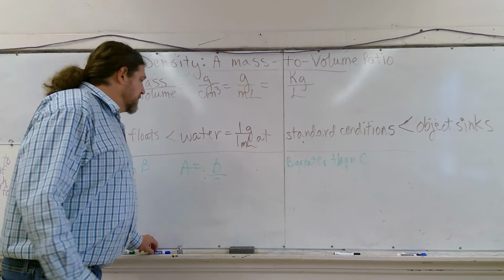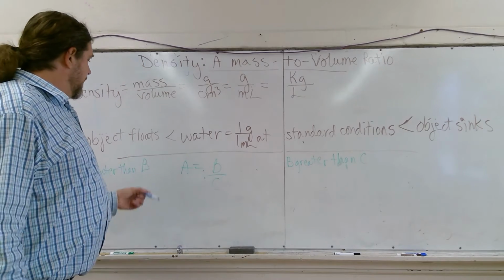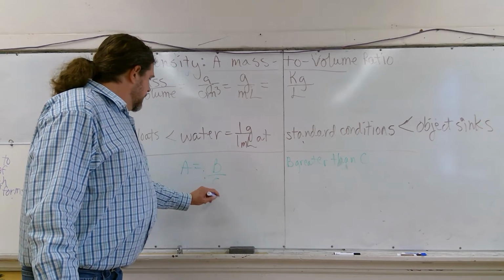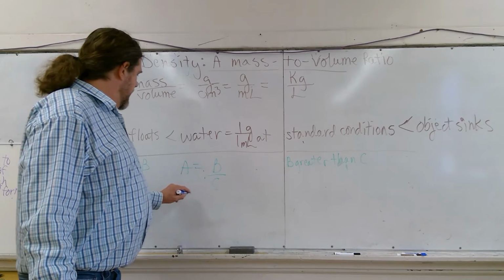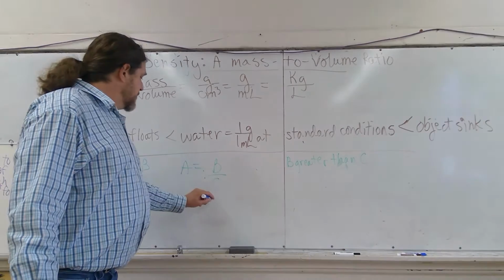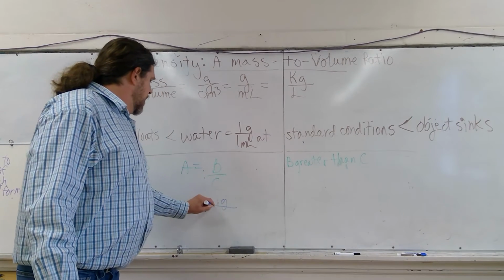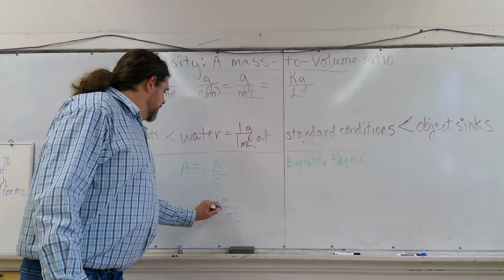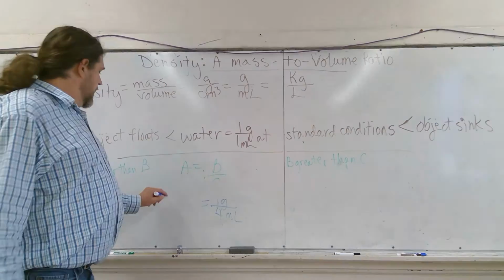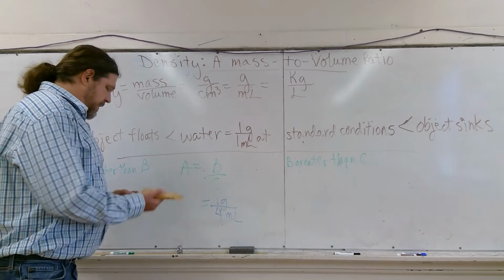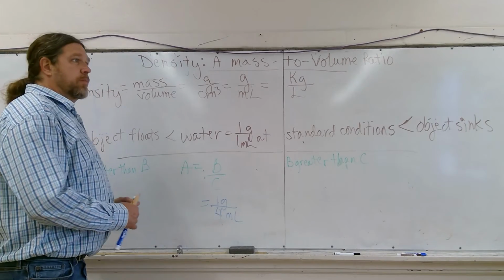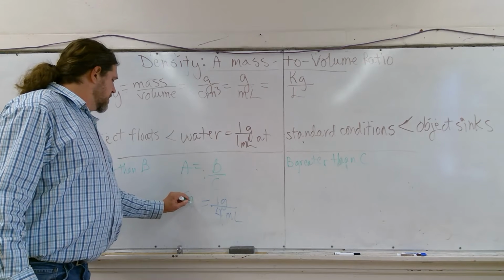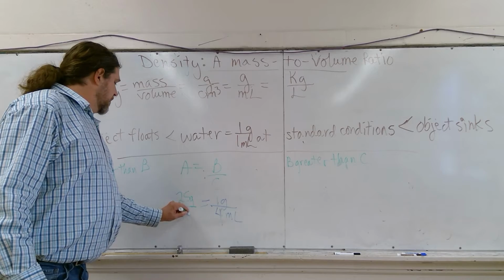For example, let's say we have a situation where we have a mass of 1 gram over 4 milliliters. So if we do our math correctly, we know that our density is going to be 0.25. So this is going to be a very low density object, 0.25 grams per milliliter.